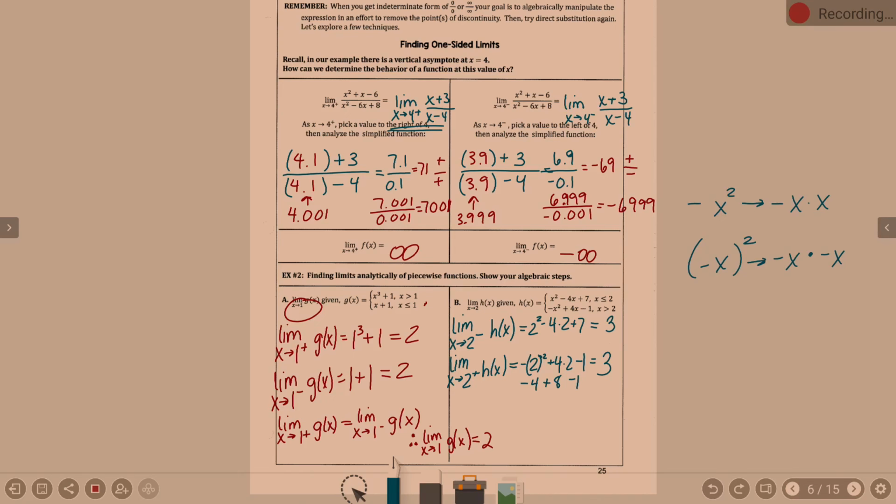So what do we discover here? The limit from the left equals the limit from the right, and so therefore the limit equals 3. The limit as x approaches 2 from the left of h of x equals the limit as x approaches 2 from the right of h of x. Therefore, the limit as x approaches 2 of h of x is equal to 3. So that's good solid AP notation, which is why I mention it.